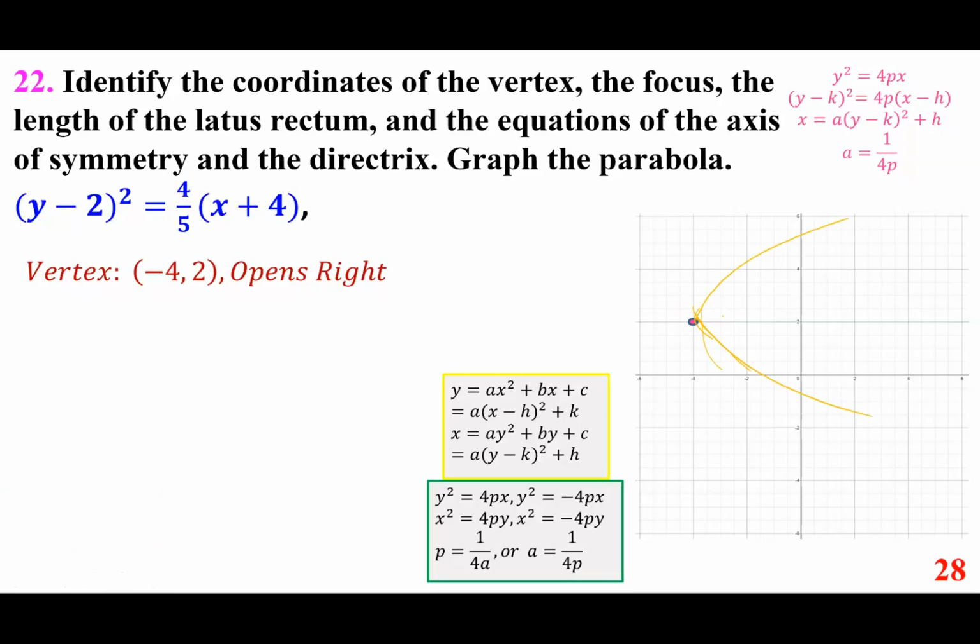So somewhere inside is the focus. Somewhere here is the directrix. Do you follow what I'm saying? Meaning, since I have this location, minus 4, 2, in order for me to find this location for the focal distance, all I have to do is calculate the P and then add this to find out what the X coordinate of the focal point is.